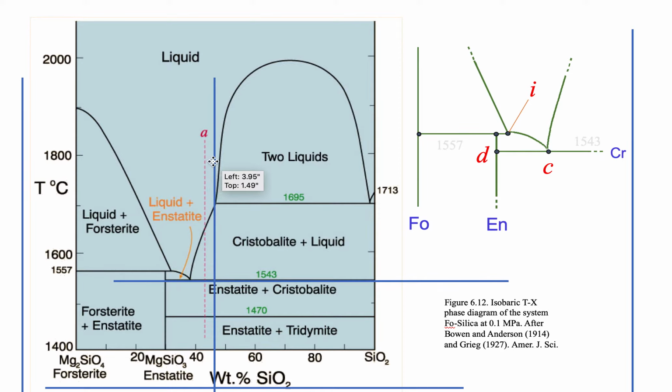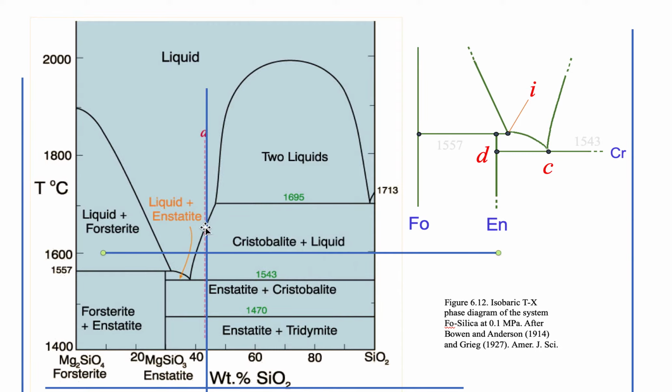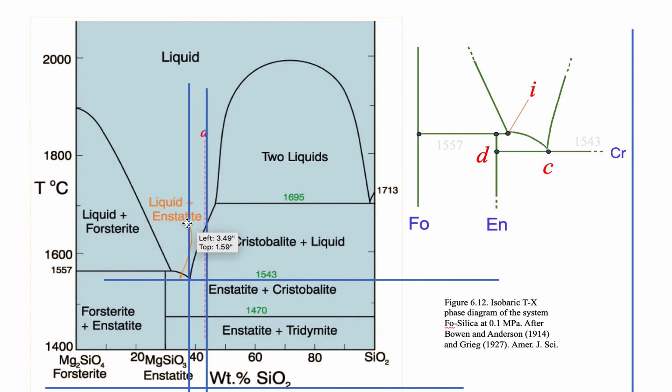If we take any bulk composition from this point to here, so from that 1695 intersection out to 1543, it's the same kind of eutectic diagram that we've seen before, except here, now cristobalite will crystallize first. We follow this horizontal line across. We hit the cristobalite tie line. Cristobalite crystallizes, drives the liquid towards enstatite at 1543. We have a eutectic liquid right there, and enstatite and cristobalite will crystallize together until the rock is completely solid.